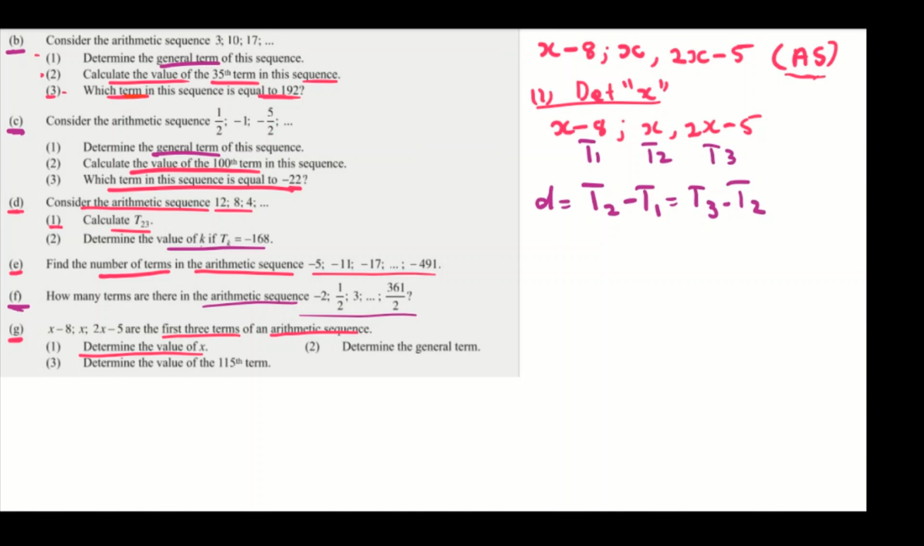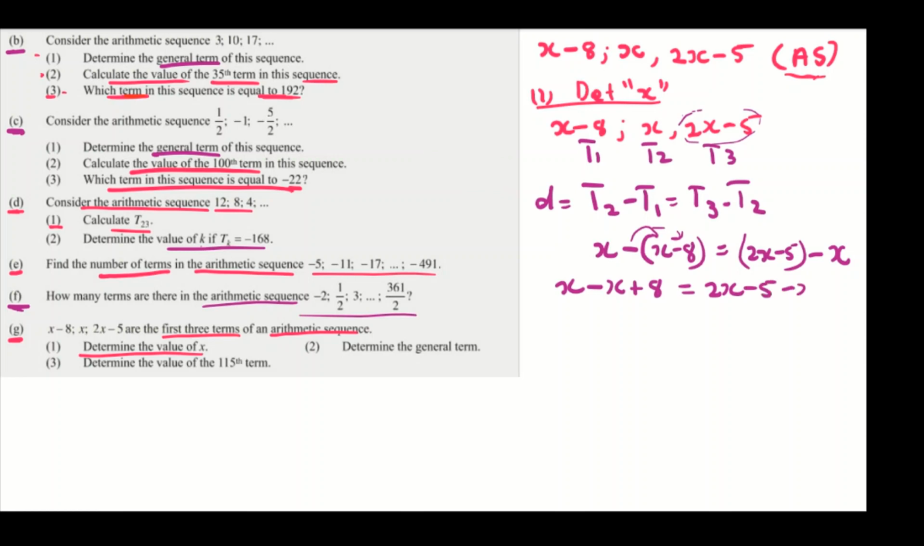So this will help us identify the value of x, because the equations will equate each other. Meaning that t2 is going to be x minus (x minus 8), right? Put the brackets so that you don't make the mistake of the negative. And then term number 3, which is 2x minus 5, I'm going to put in brackets minus the x, right? Then now we can simplify everything. So this negative will multiply everything inside here, so it's going to be x minus x plus 8 equals 2x minus 5 minus x.